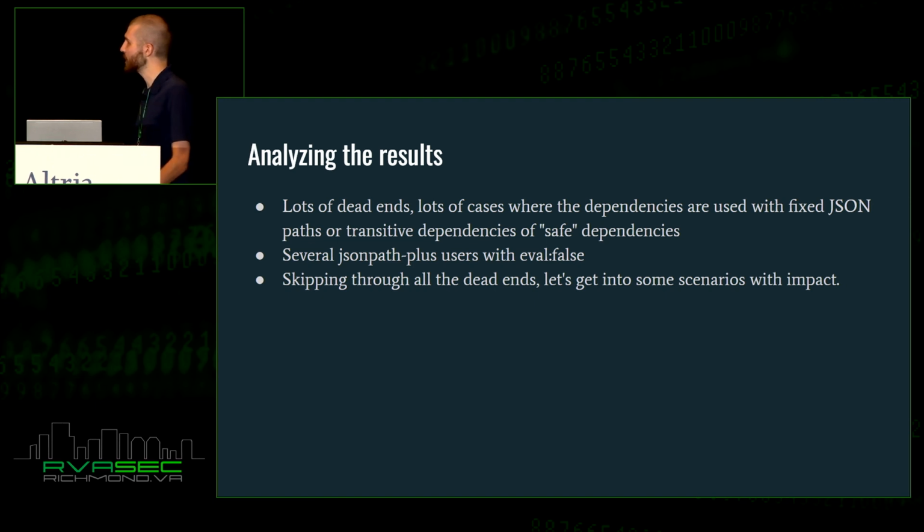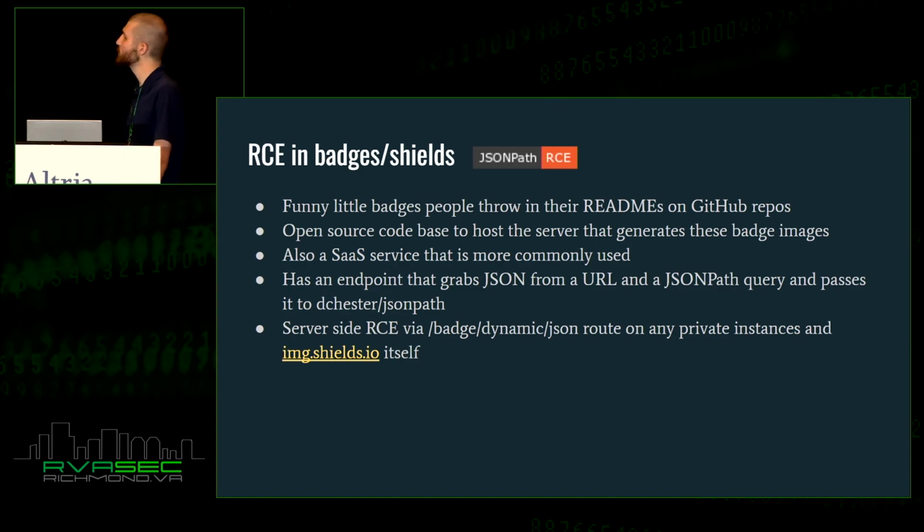But skipping through all the dead ends, let's get into some scenarios with impact. So this was probably my favorite one just because the team was pleasurable to work with. But these little badges that people like to throw in their readmes on GitHub repos. For the most part, the most common service for generating and hosting these is Shields.io. They have an open source version of their code base that generates these badge images. And it was something that was found in my exploration.